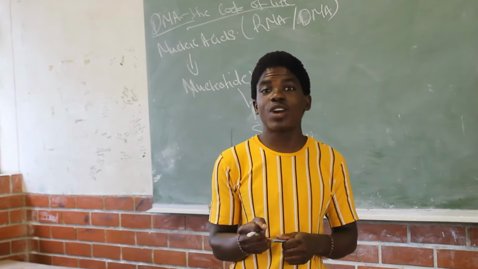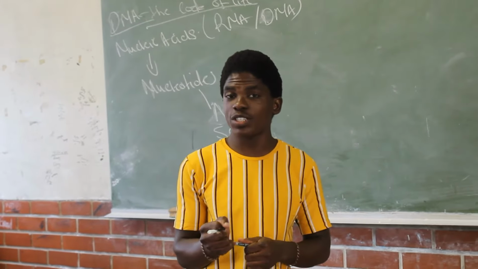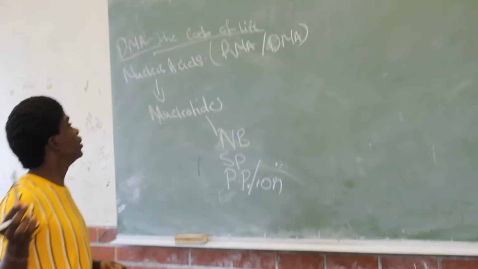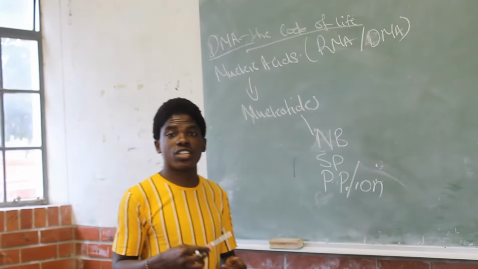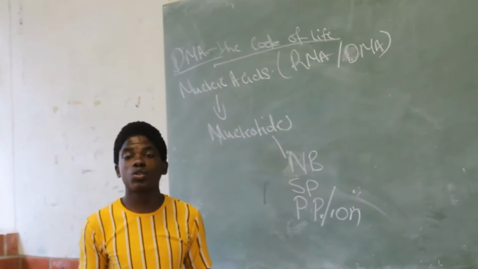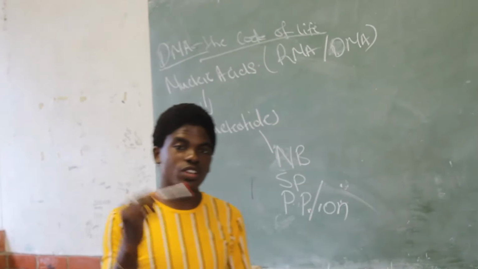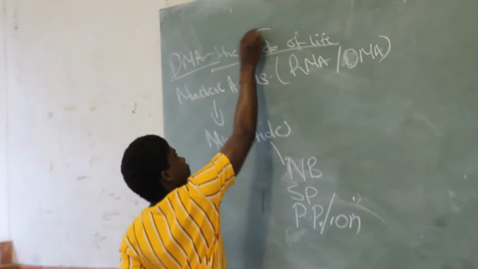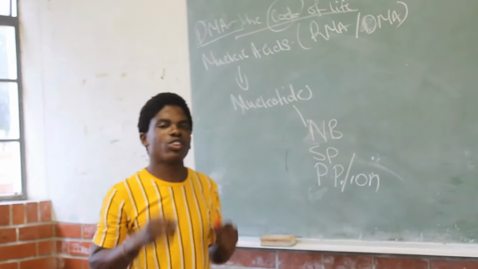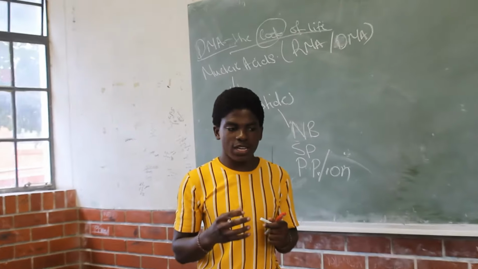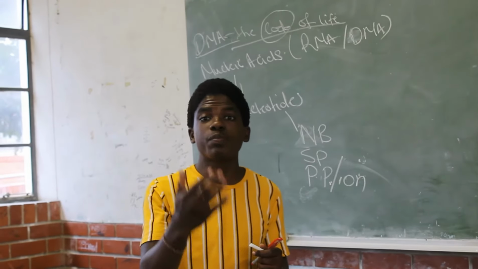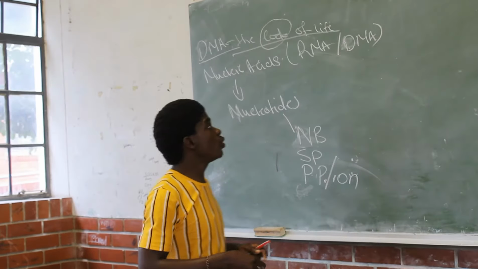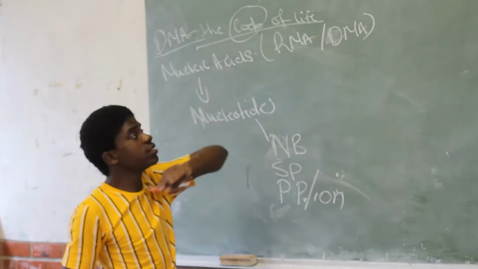So today for life sciences, grade 12, I'm starting with grade 12, and we are going to do a revision on the first topic for the first term, which is DNA, the code of life. When we are talking about DNA, the code of life, we know the word code. We all know the word code. When we're talking about code, it means it gives instructions to what should be done or what can be done with a certain sequence of things. So we are talking about DNA as the code of life.